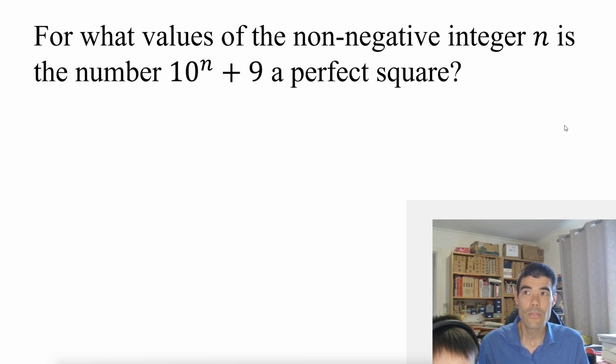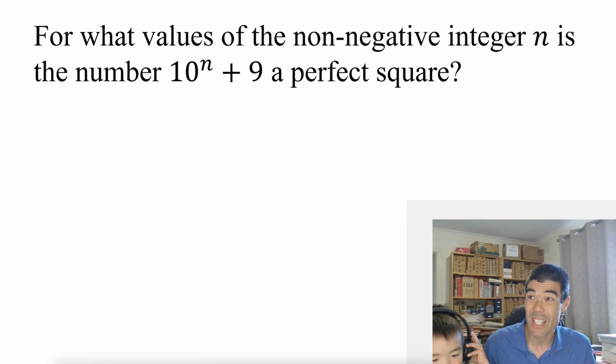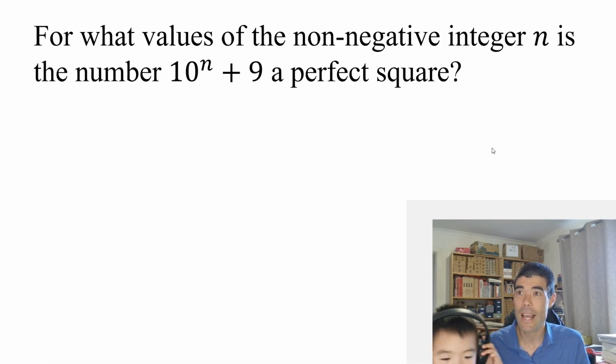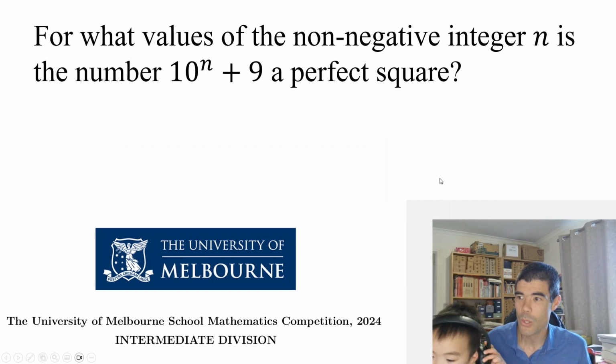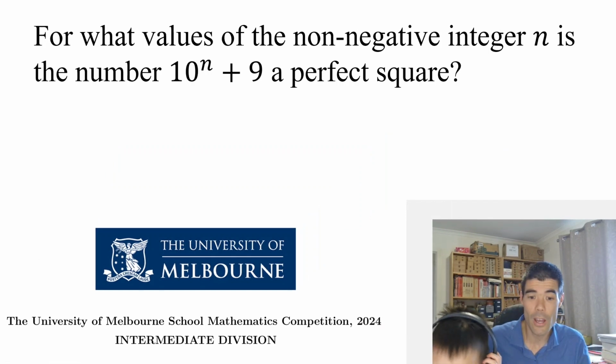For what values of the non-negative integer n is the number 10 to the power of n plus 9 a perfect square? So n has to be a whole number, and 10 to the power of n plus 9 has to be a perfect square. This is from the University of Melbourne School Maths Competition 2024. It's the final question in the intermediate division, so that's for year 9 and 10 students.